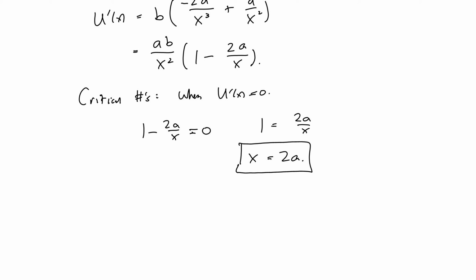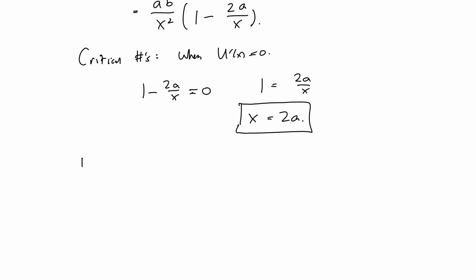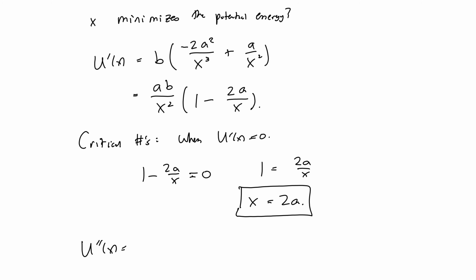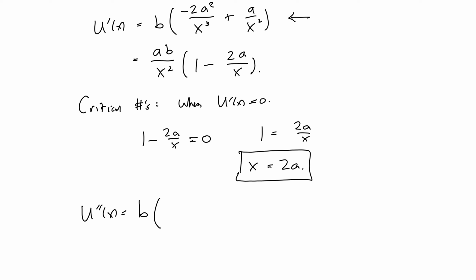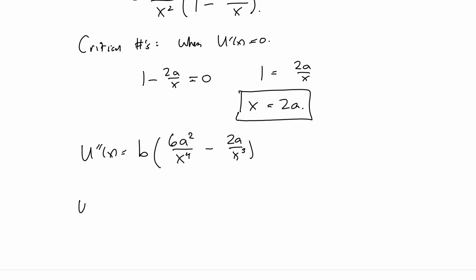And now we want to check and make sure this is actually a minimum. So we take the second derivative. If we look above at this term here and we take the second derivative of this, the b will stay the same. And I'm going to get 6a squared over x to the fourth minus 2a over x cubed. And so when I plug in the 2a to this, I get b, and then I get 2a squared over 2a to the fourth minus 2a over 2a cubed.